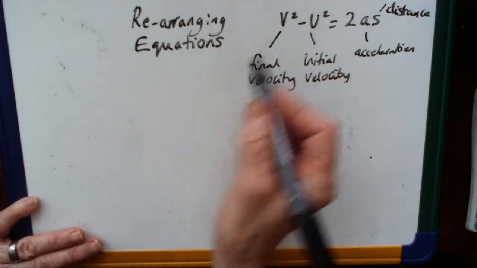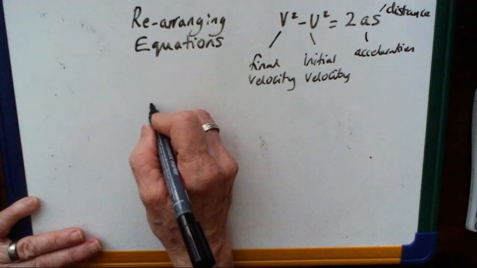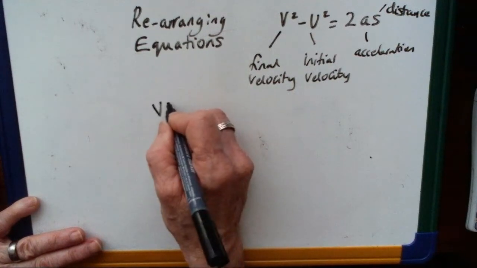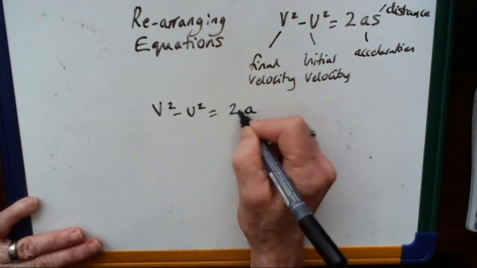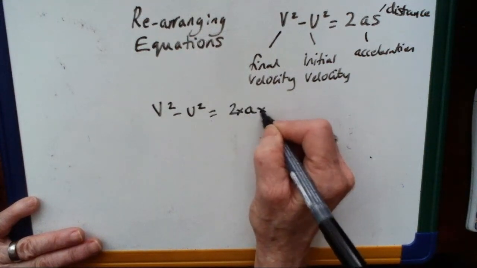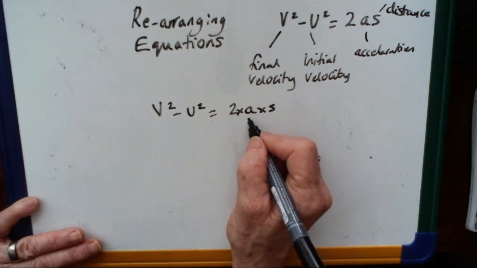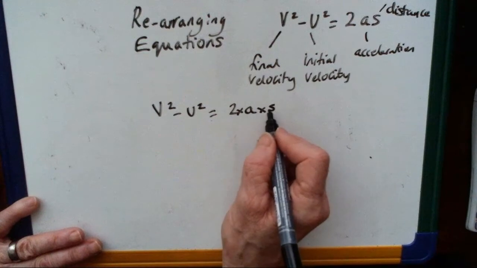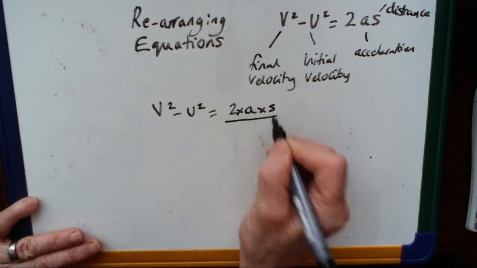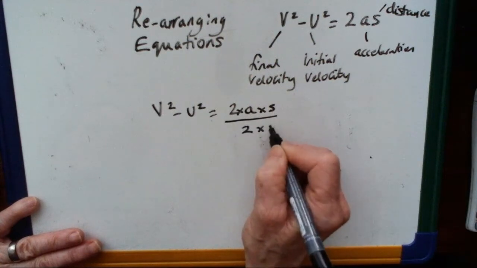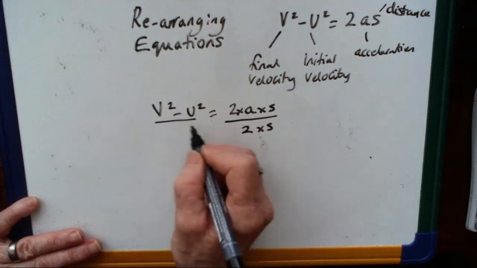Okay, so let's say we want to rearrange that equation to get a on its own, so acceleration. Let me just rewrite the main equation for you here. Obviously that means 2 times a times s. To get a on its own, you've got to think about how you get rid of the 2 and the s on this side of the equation. You would do that by dividing by 2 times s. What you do to one side of the equation, you have to do to the other side.